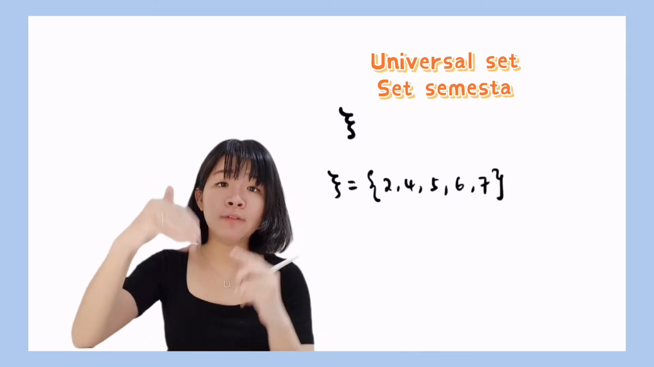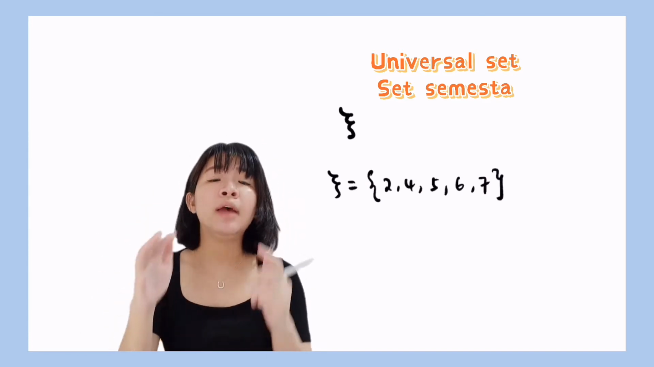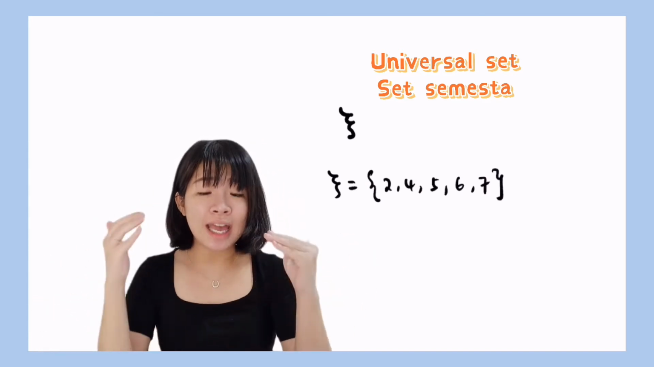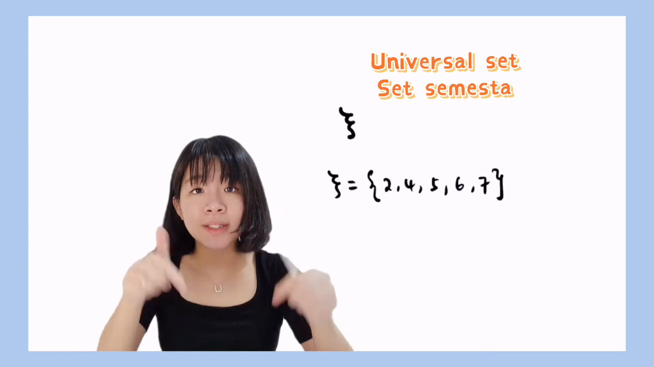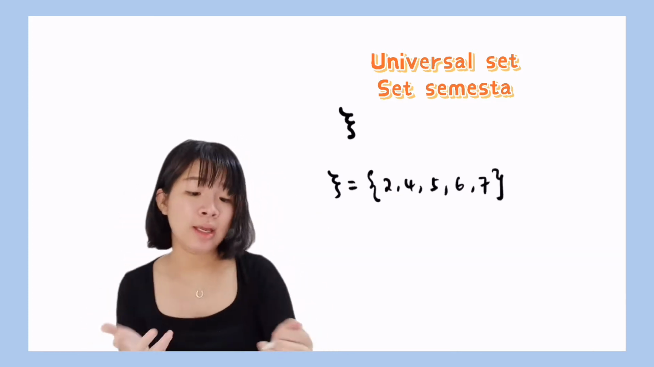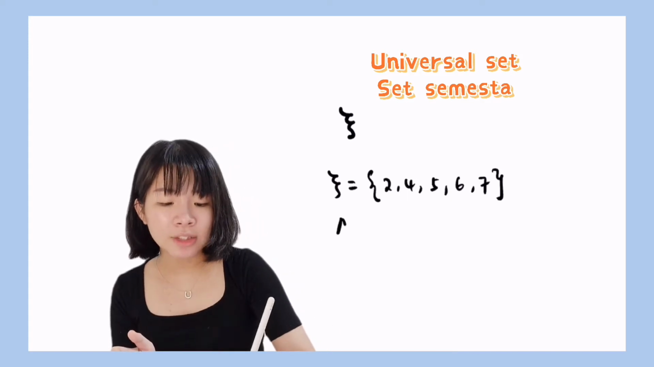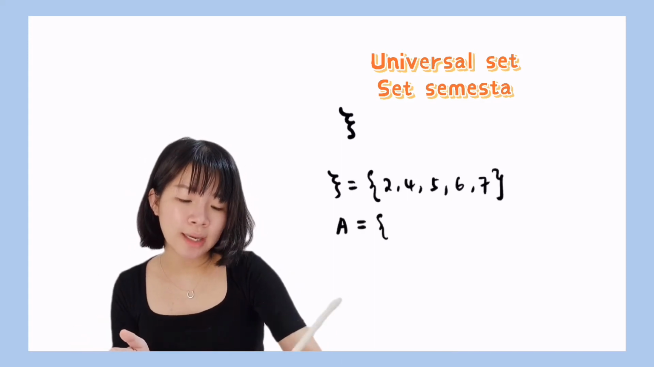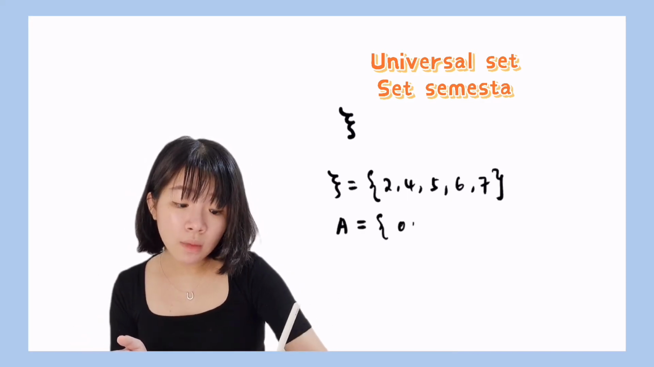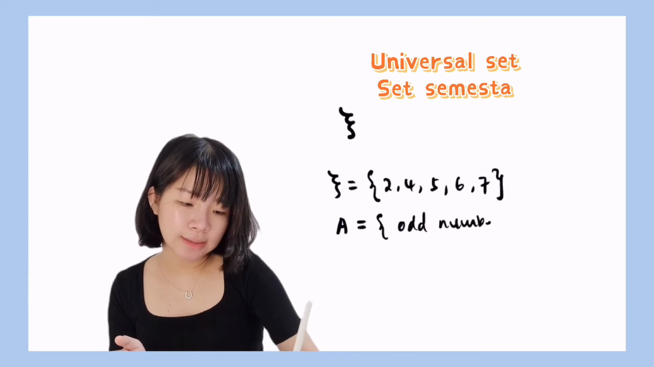The purpose of giving you the universal set is so that everybody will have the same answer and you only need to choose from the things given inside. Okay, so now you know that things in the universal set are 2, 4, 5, 6, 7. Then they ask you to find set A. So set A is odd numbers.